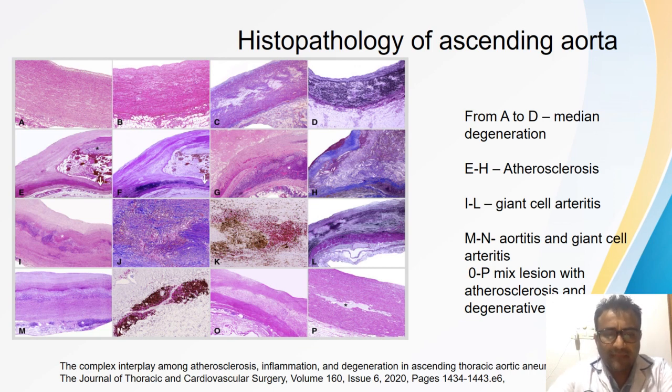From M to P, there is a patient with arteritis and giant cell arteritis, as well as a mixed lesion, where a patient with arteritis can also harbor atherosclerosis, and a patient with this mixed lesion can have a mixed picture, showing the infiltration as well as the atheromatous plaque formation in the elastic media.